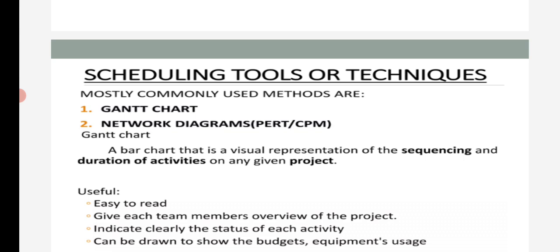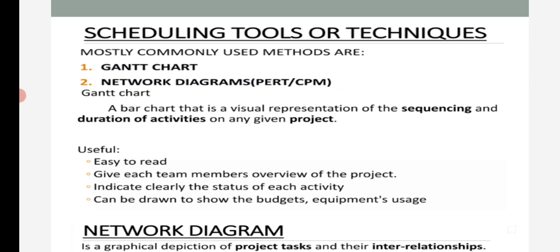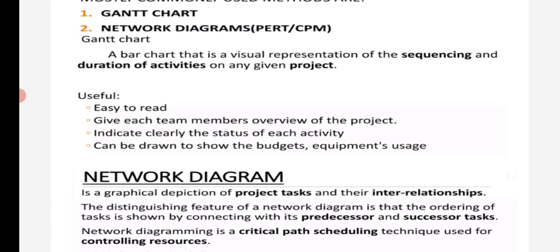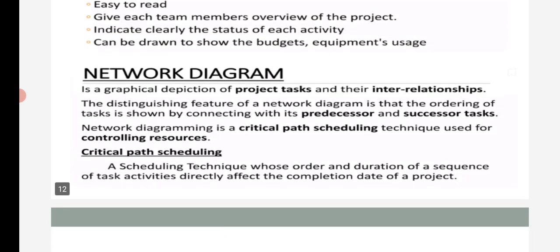Scheduling tools and techniques. There are two methods we use. One is the Gantt chart, another one is the network diagram. The Gantt chart is nothing but a bar chart, a visual representation of the sequencing and duration of activities on any given project. It is useful as it is easy to read, gives a general overview of the project, indicates clearly the status of each activity, and can be drawn to show the budgets, equipment and usage.